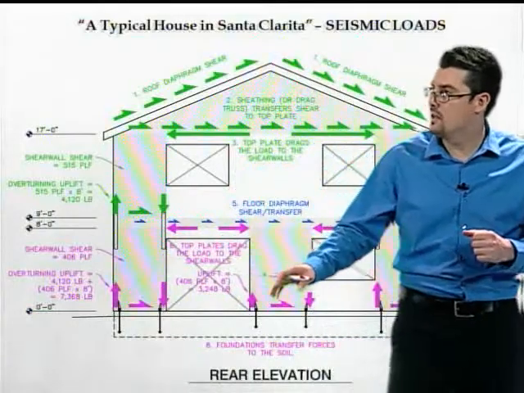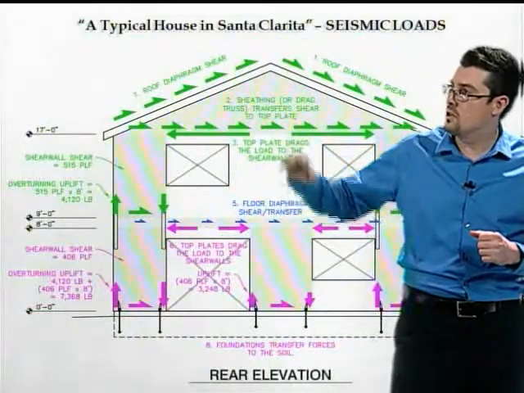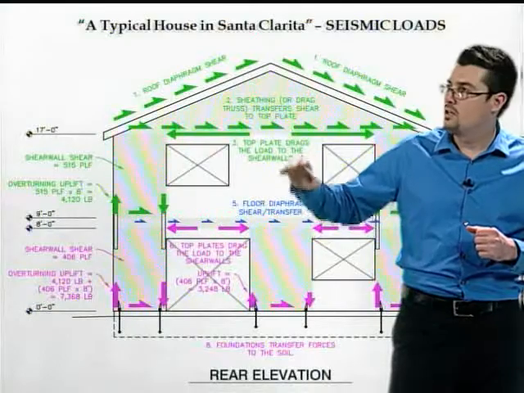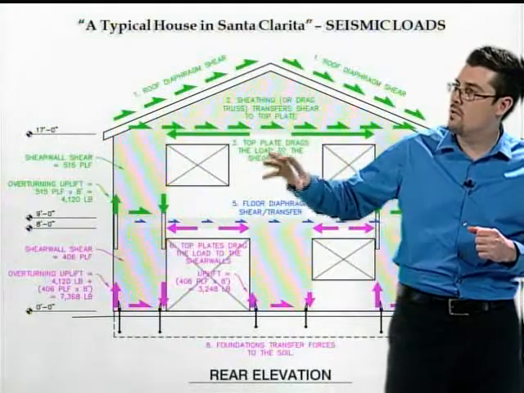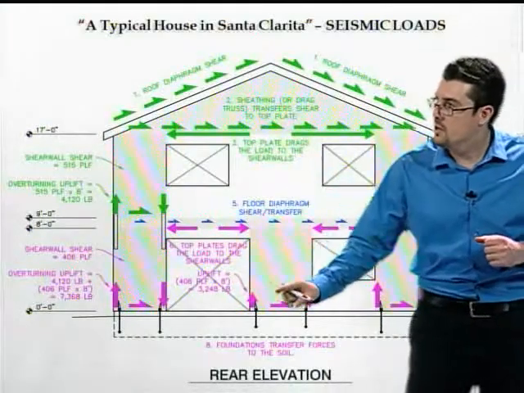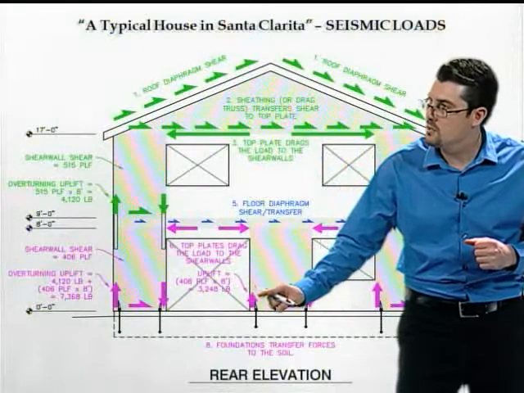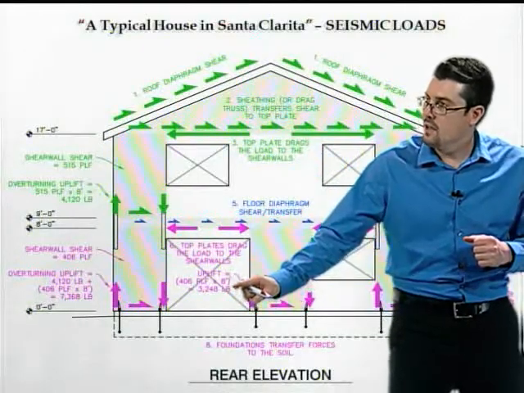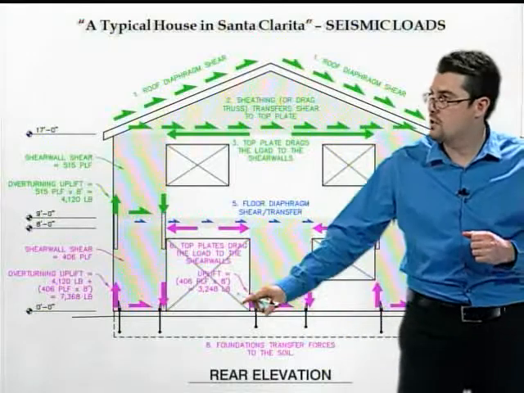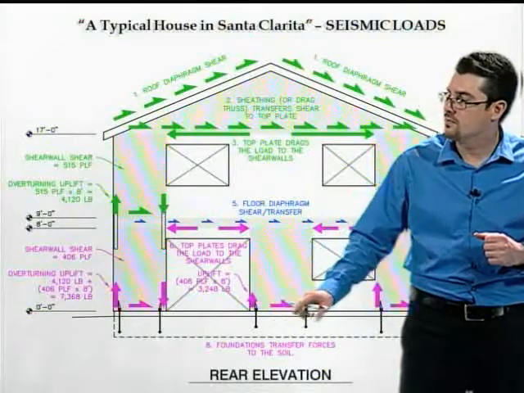Okay. Now here in the middle, you'll notice there is no shear wall here. So there is no overturning force up here that has to transfer down below. So notice what the overturning force is. These arrows are a lot smaller. At this level, I've only got 3,000 pounds of overturning here on these two walls.